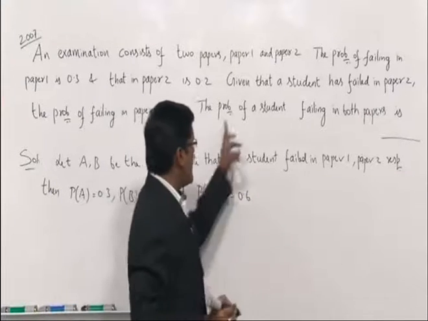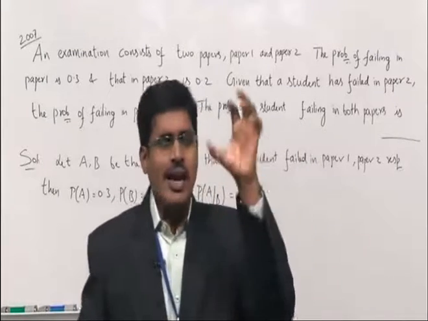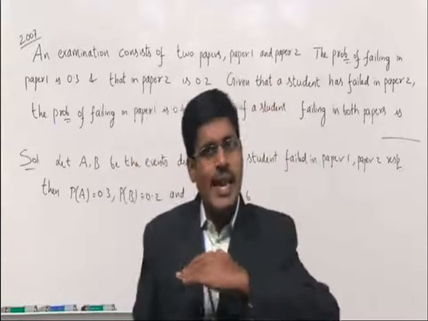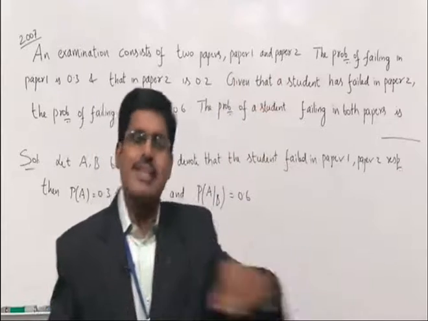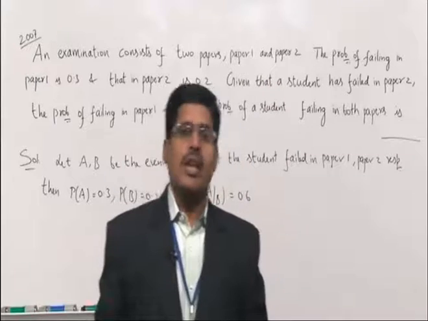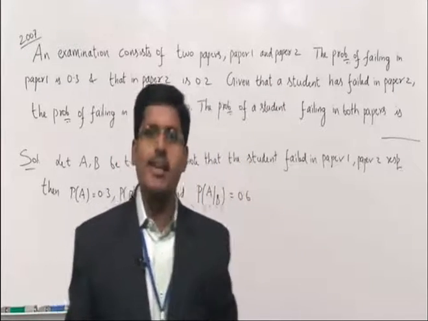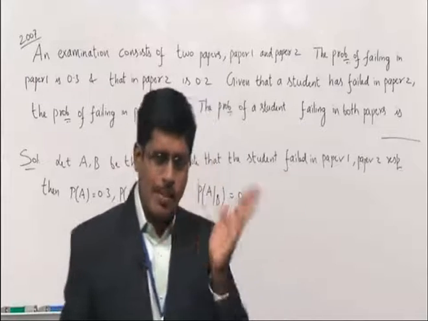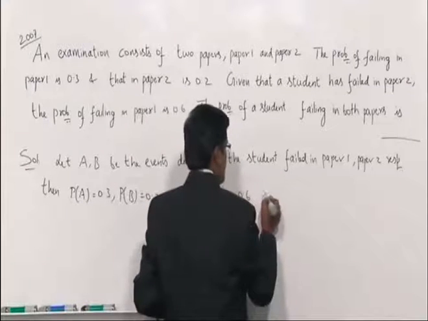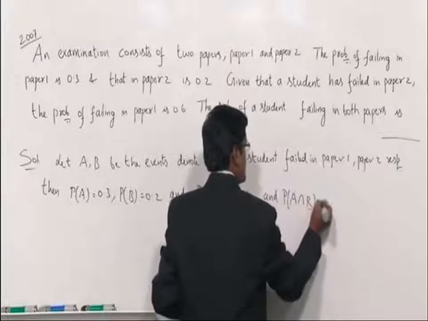And what we have to find? The probability of a student failing in both papers. Both means, in the last class I have given some verbal descriptive sentences against that equivalent set theory notation. Both A, B means A intersection B. At least one of A, B means A union B. Exactly one of A, B, I have shown you Venn diagram also, only A, only B. That is called verbal descriptive event and equivalent set theory notation. So both papers means what we have to find? Probability of A intersection B, question mark.